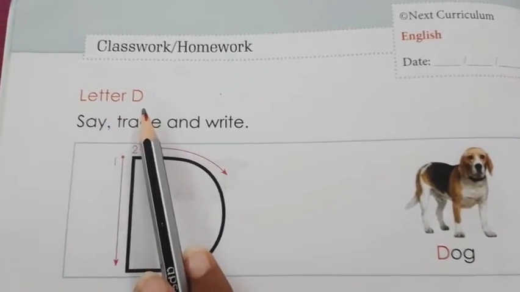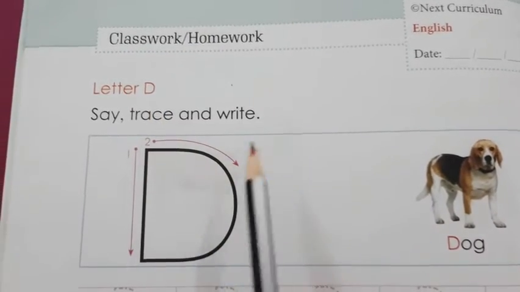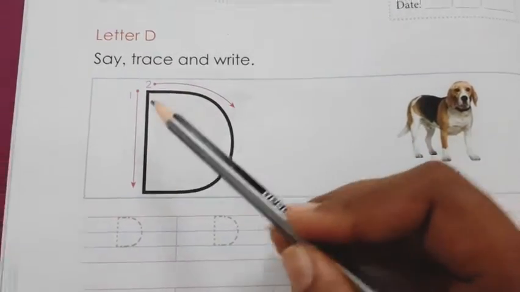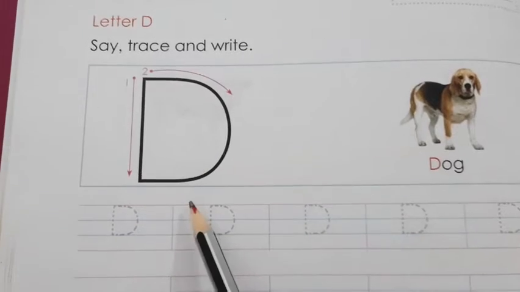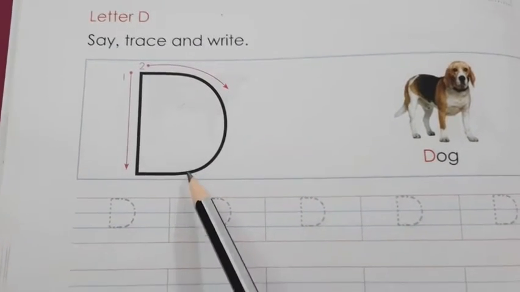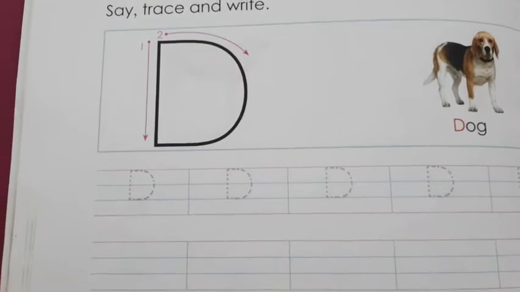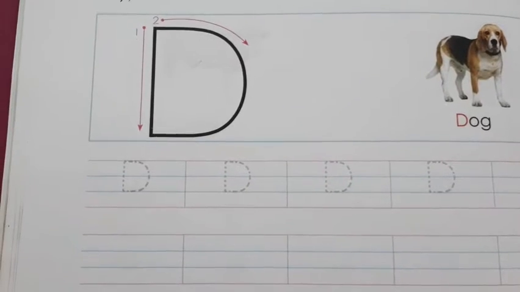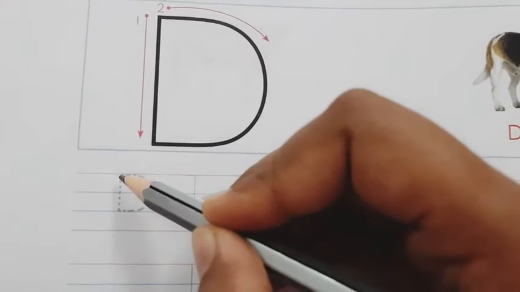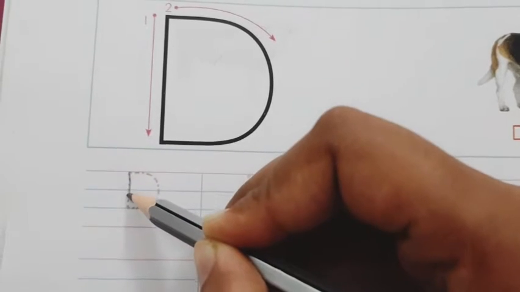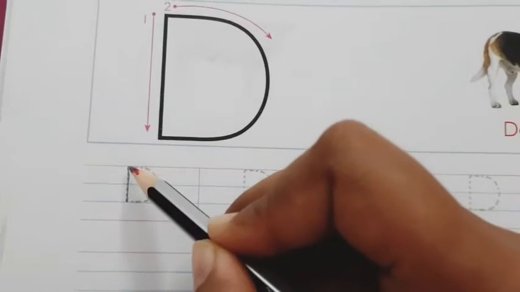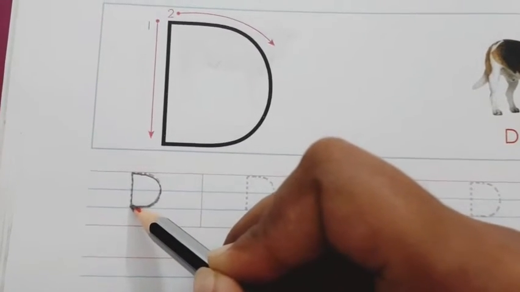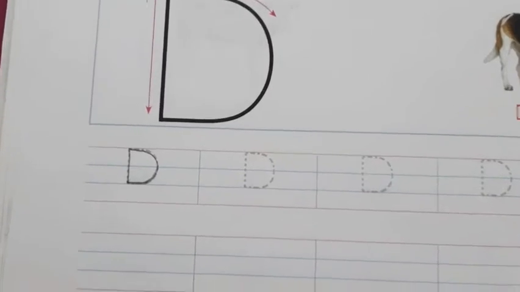This is letter D, capital D. Say, trace and write. So formation I told you, firstly you have to make one standing line, then a left open curve. D says duh, D the dog. Now let's start tracing, and students, you have to speak a few more words that start with letter D. So you have to start with the red line to the third line, that is the blue one, make a standing line, then make one left open curve like this. This is capital D.